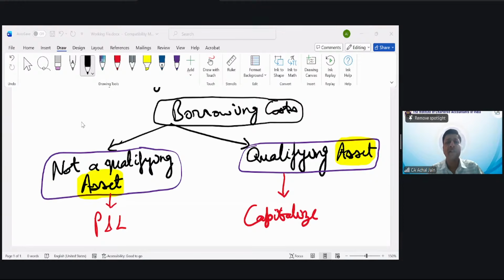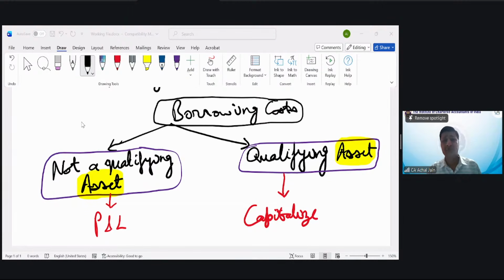Otherwise, it's not a qualifying asset. Understood? That's how you need to look at it, right? Now, there can be hundreds of examples of what is not a qualifying asset. We don't need to get into that. Very simply, you only need to check what is a qualifying asset.